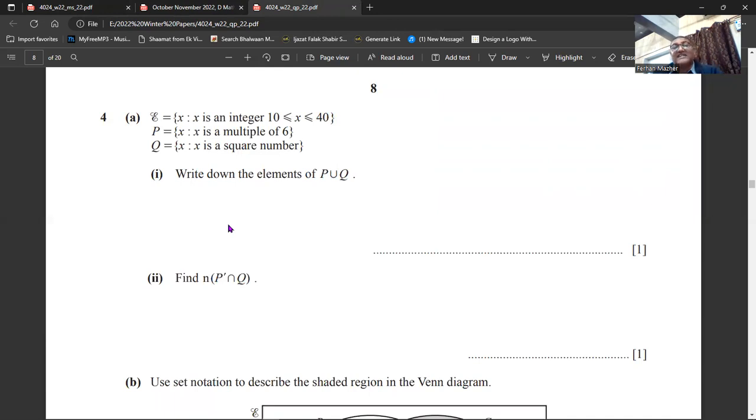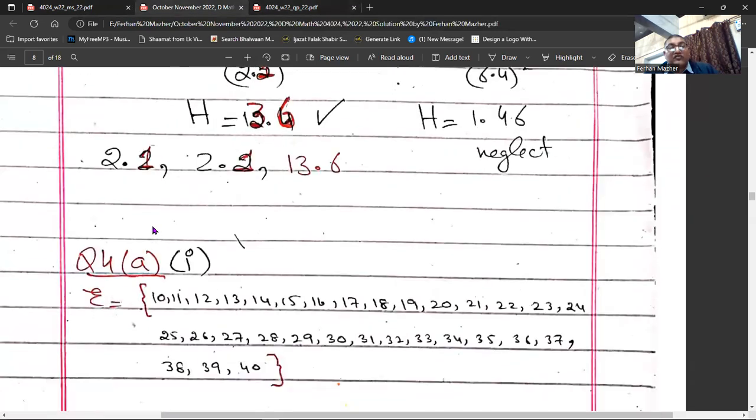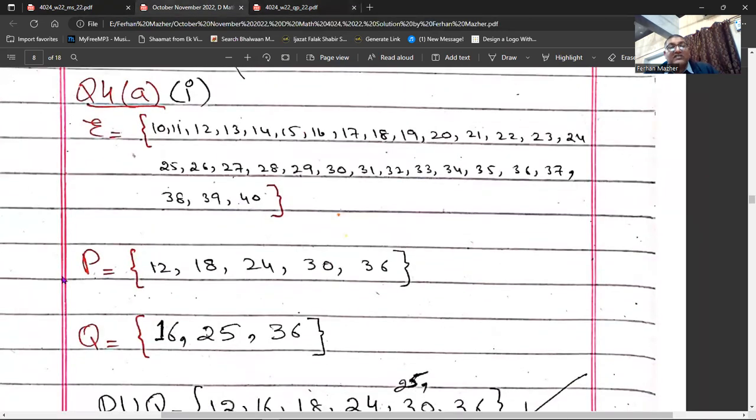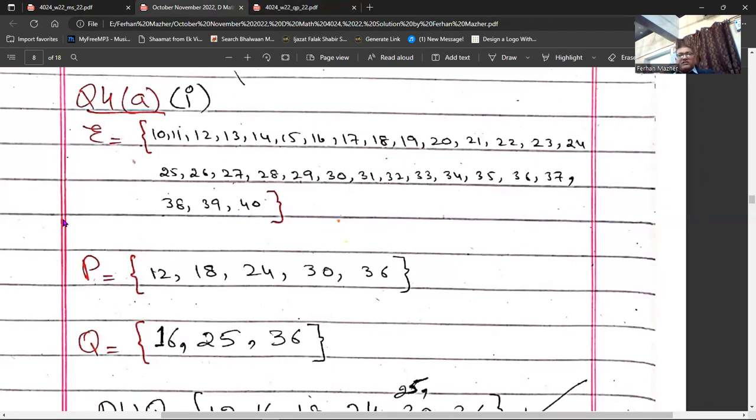P is x such that x is a multiple of 6. So multiples of 6 will be the table of 6, but more than 10 and less than 40. I can write the list of that, and Q is x such that x is a square number. Then the question is to write down the elements of P union Q, but first of all, I will write what P is and what Q is, and then it will become very easy.